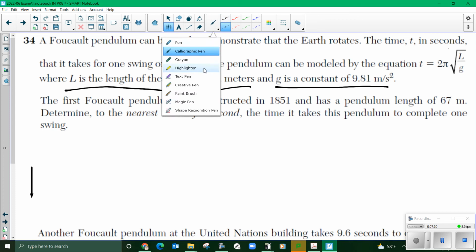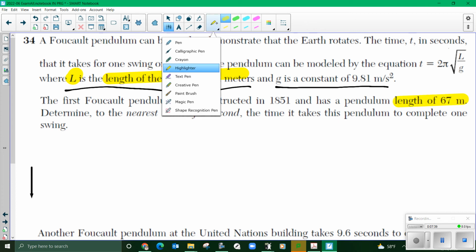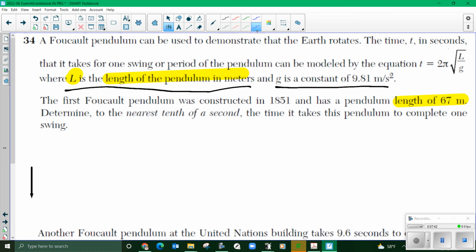Okay, so I know that L is the length of the pendulum in meters, and they just told me the pendulum length is 67. So I am fairly confident that's my L. To the nearest tenth of a second, determine the time it takes for the pendulum to complete one swing. They're asking me for time. Look at my equation here. That's awesome. So all I've got to do is just plug in everything else.